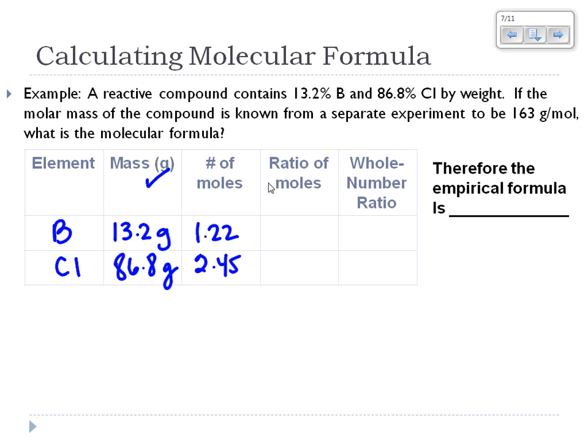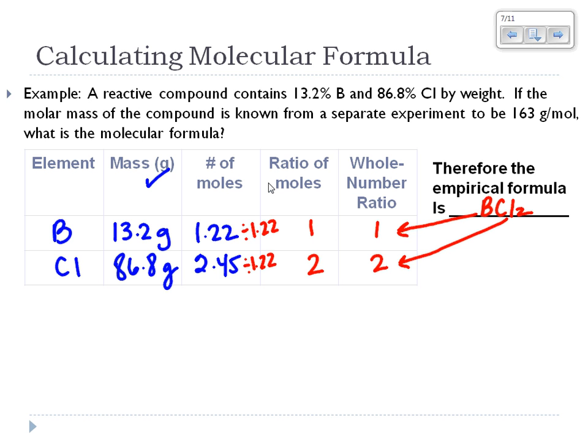Next step in the riddle is to divide by small. So in this case, I'm going to divide them both by the smallest number, which is 1.22. And that gives me a whole number ratio, a ratio of 1 to 2. Then multiply to a whole, I don't have to do because I already have a whole number ratio. So in this case, the empirical formula of my compound is BCl2. I've got 1 boron and 2 chlorines.